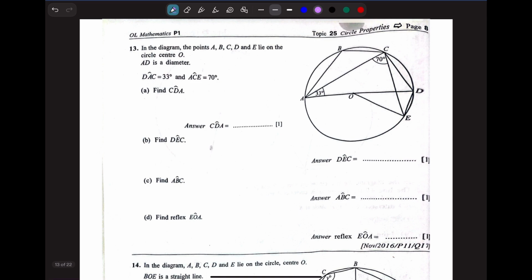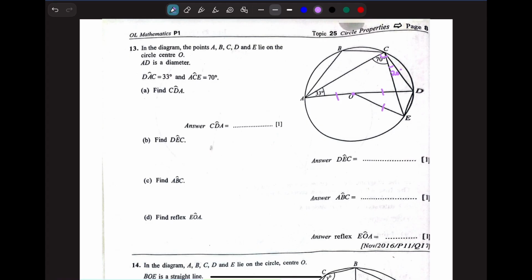In the diagram, points A, B, C, D lie on the circle with center O. AD is the diameter. If AD is the diameter, it means this is 90. So if this is 90 and this is 70, this would be 20. And let's mark all the radii. All lines originating from the center would qualify as the radius.